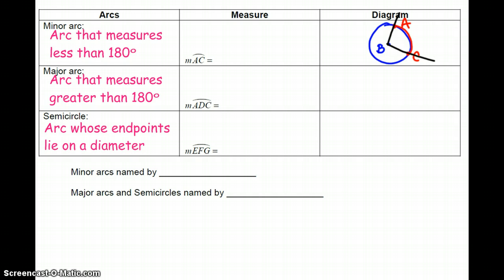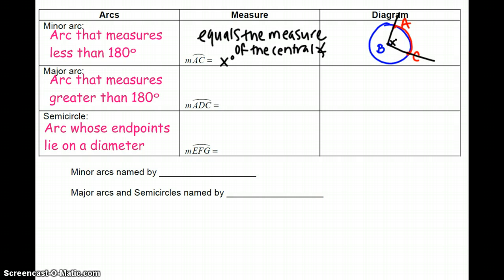And once I've connected those endpoints of my arc, if I find the measure of this central angle, that's going to be the same measure as my arc. So the measure of a minor arc will always equal the measure of the central angle. In this case, the measure of arc AC, and I represent arc by putting not a line like we do for segments, but an actual arc over the letters AC, will equal X.